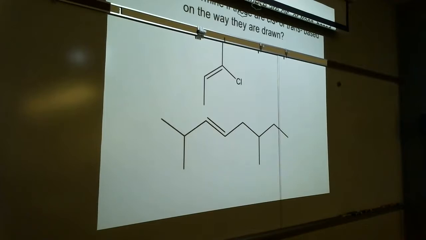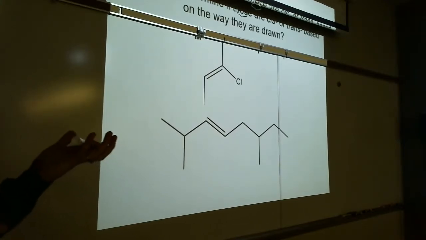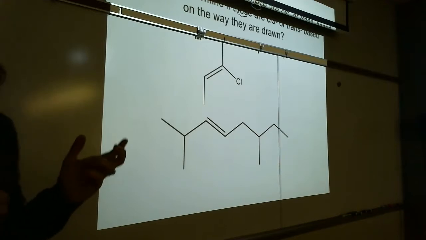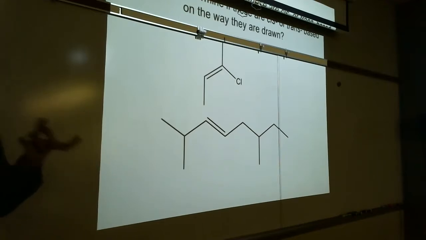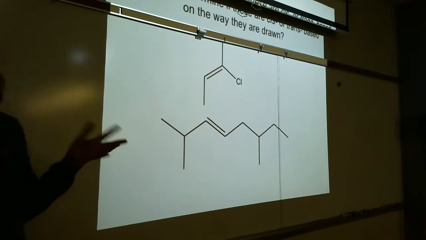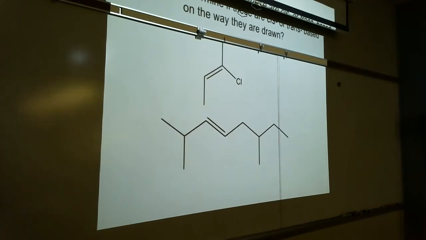Okay, so based on these drawings, can you tell cis trans? Can you tell if one's cis or one's trans just by the way I've drawn that for you? No, no. Now when you take organic, you'll learn something called EZ nomenclature, E and Z, but that's not something we do in intro organic, so you don't have to worry about that in this class. So I'm going to pause this and let you try it.